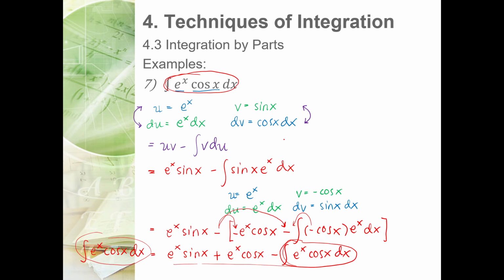So on the left side, that will become 2 integral of e to the power of x cosine x dx, since this one is negative, and transposing it on the left side, it becomes positive. So meaning you have 2 integral of e to the power of x cosine x dx is equal to e to the power of x sine x plus e to the power of x cosine x. Then divide everything by 2. So the answer is the integral.